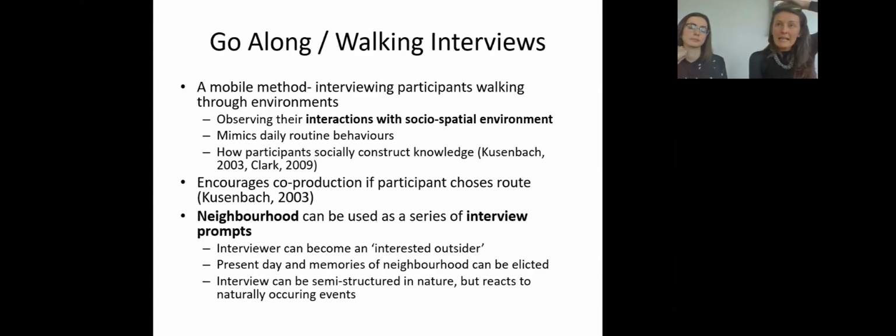You might do a walk along interview where a participant is showing you around their neighbourhood or around their university, and that might not actually be part of their daily routine, and that's fine. But importantly, we're looking at how participants socially construct knowledge in relation to their built or rural social spatial environment. And again, it encourages co-production if the participant chooses the route. So this is something to consider as well when you're doing go along or walking interviews.